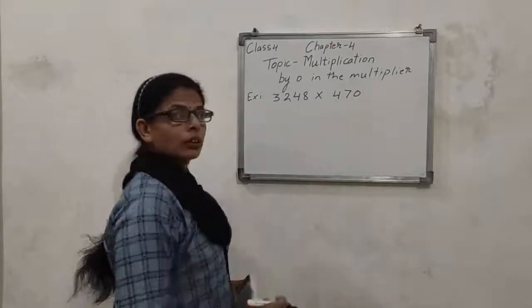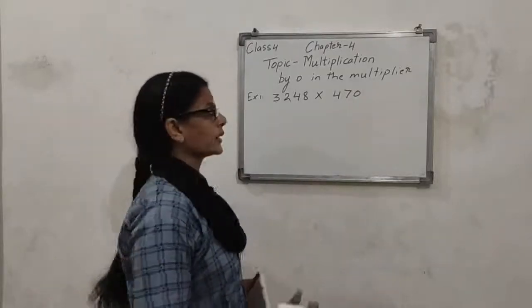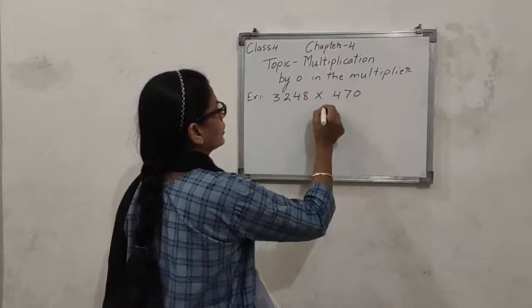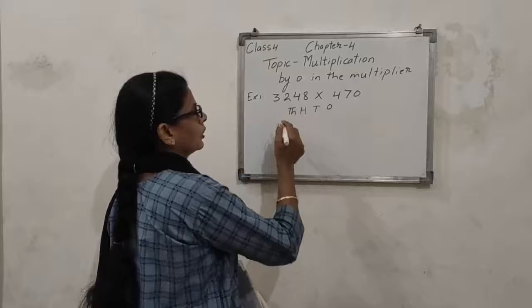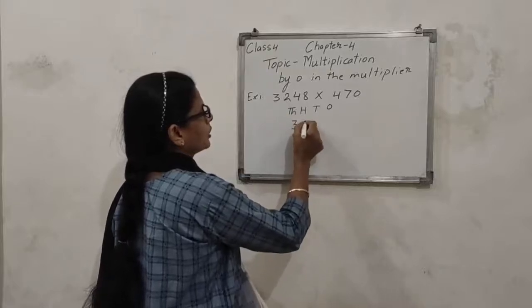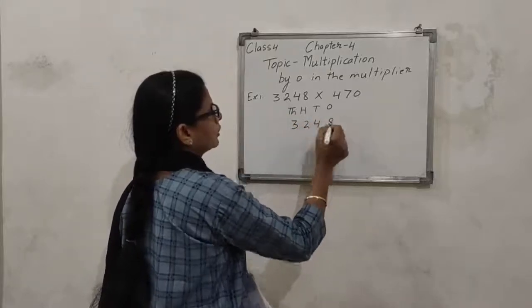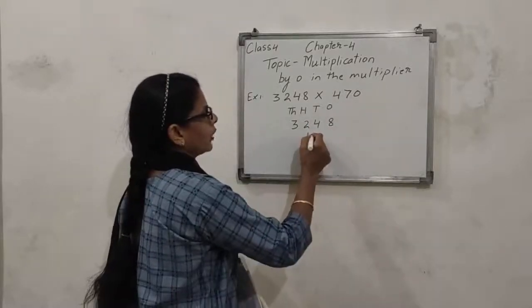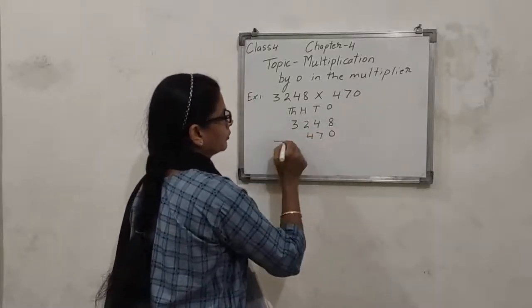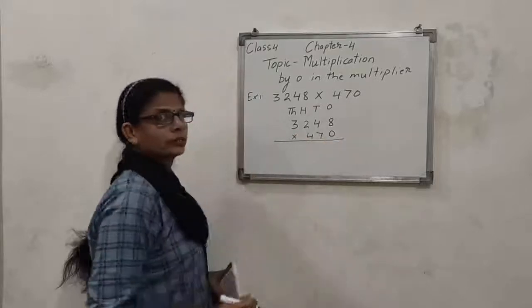First we will arrange vertically according to the places: ones, tens, 100, 1000. Now write this number 3248. This is the multiplicand. Multiplier is 470. Put multiplication sign.